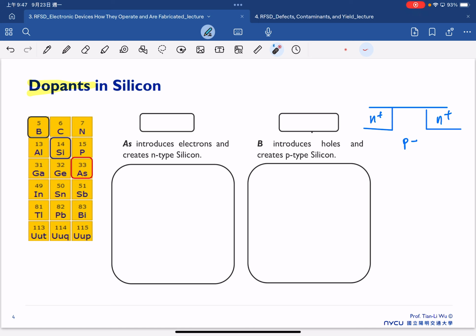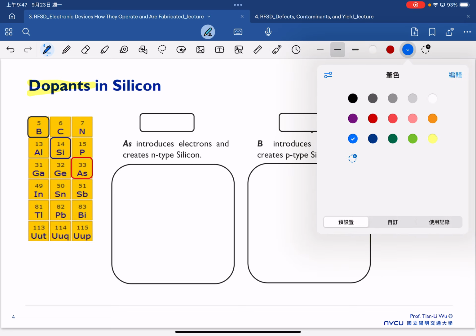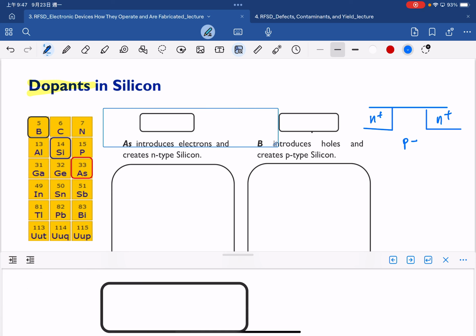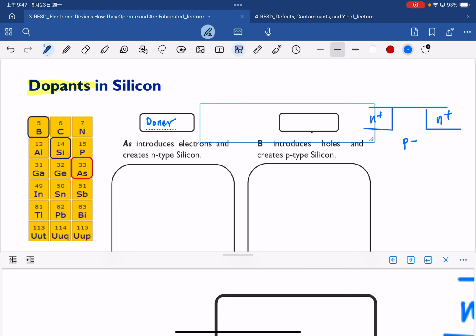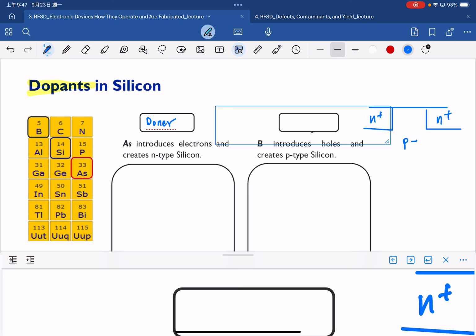And in terms of dopants, there are two kinds of dopants. One is usually called a donor. And another one is usually called an acceptor.